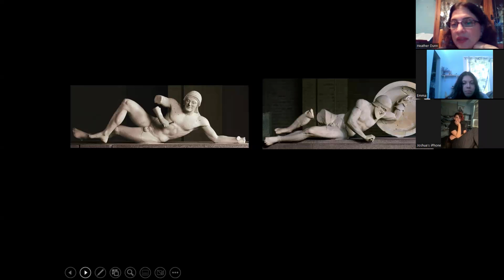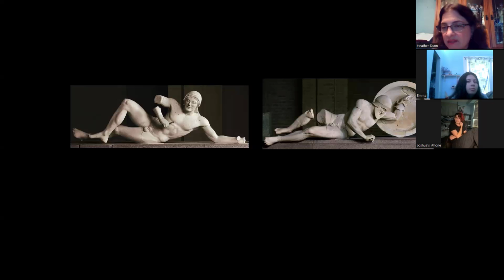Great. And is that why you think that this one looks weaker? Yeah, because he's kind of just accepting the death, the fact that he's dying. Muscles don't exactly show how strong you are. It also shows how mentally strong you are, you know? Mm.